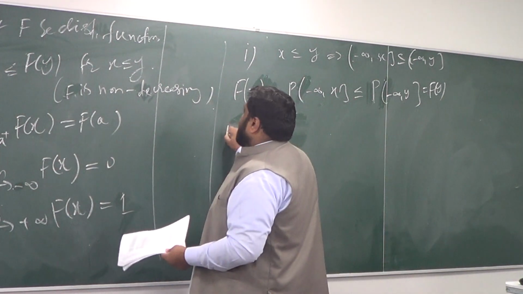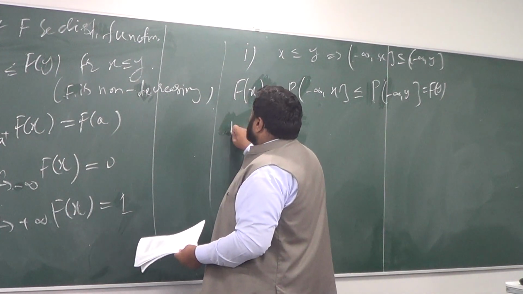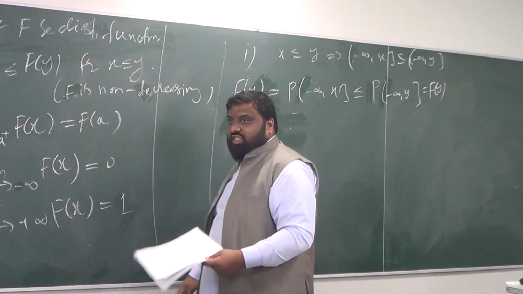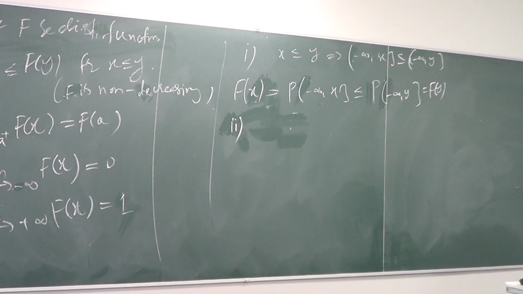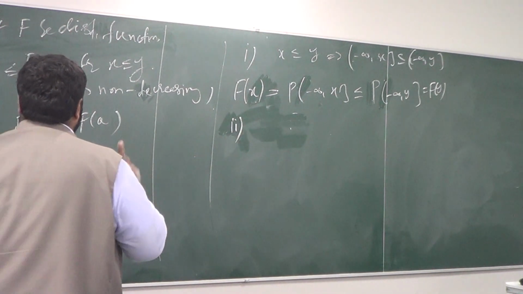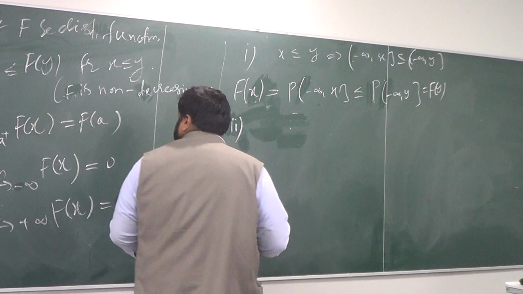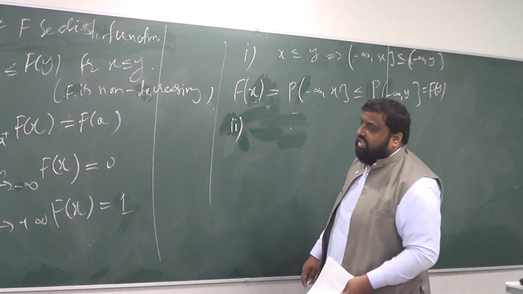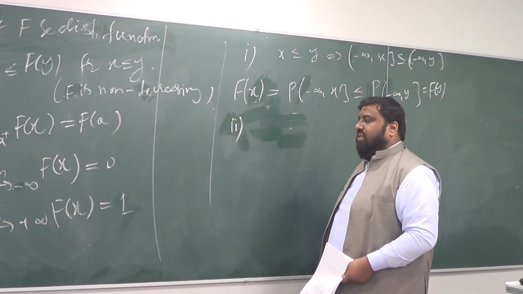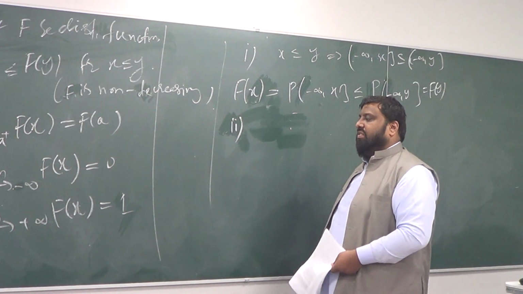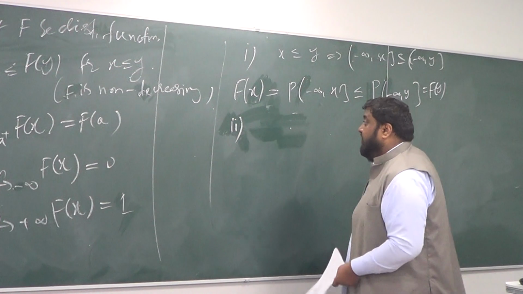Making it simple, it's a trivial, easy exercise, but I want you to do the proof. This is important, and keep these properties in mind. A distribution function is always increasing and right continuous, and as x goes to minus infinity, F of x is 0, and as x goes to plus infinity, it is 1.